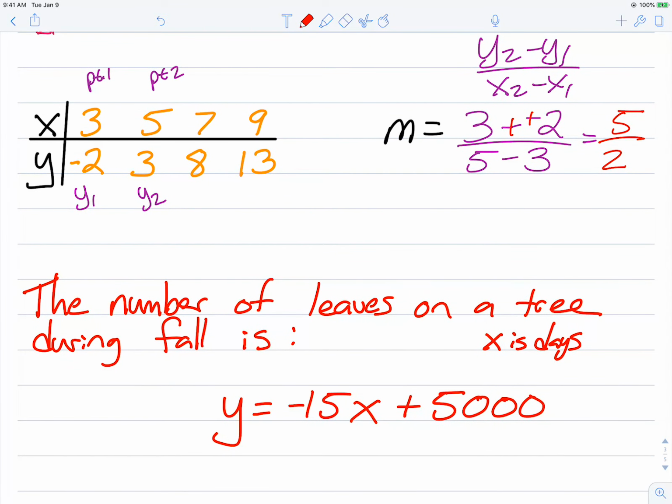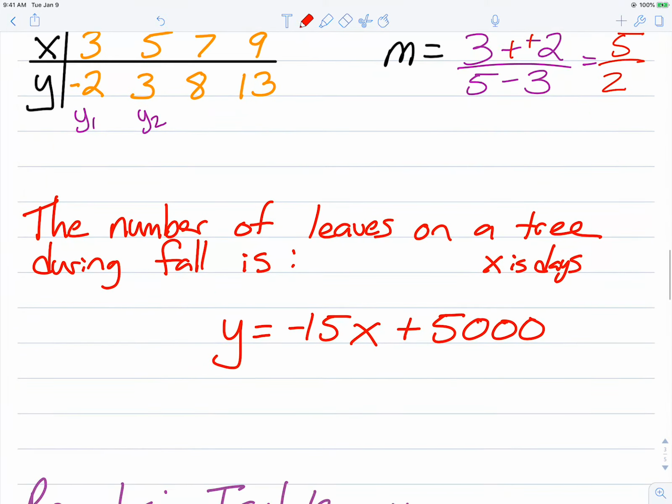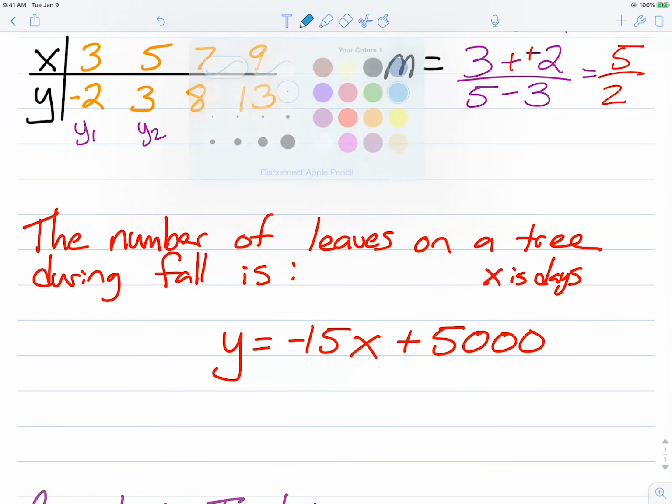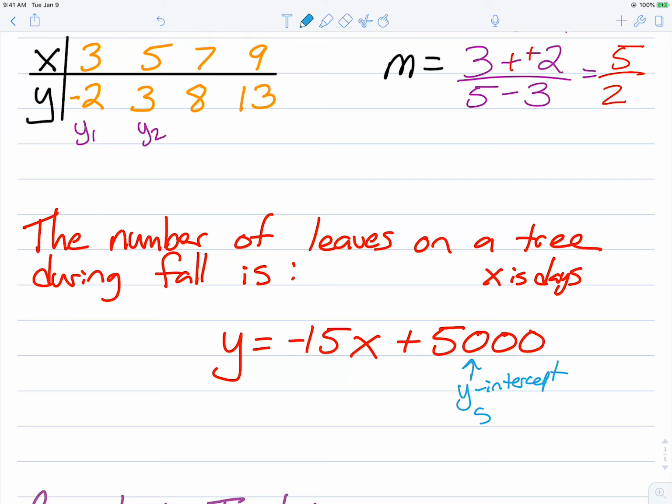So another thing about linear equations is, what are they telling us? What is going on with a linear equation? This is interpreting a linear equation. So let's just say I had an equation for the number of leaves on a tree during fall, and it was y equals negative 15x plus 5,000. Well, we know with y equals mx plus b that this is the y-intercept. But it's also the starting point, so it has to start somewhere, which means we have this lovely tree, and at the beginning, it has 5,000 leaves. So it's going to start with 5,000 leaves.